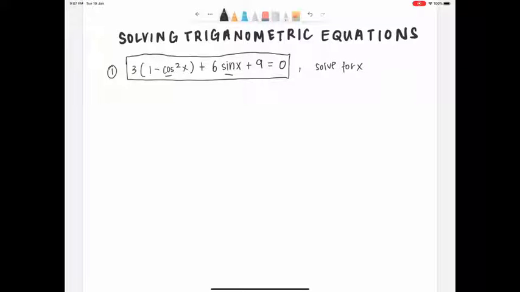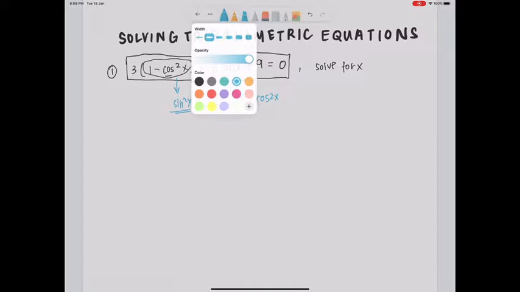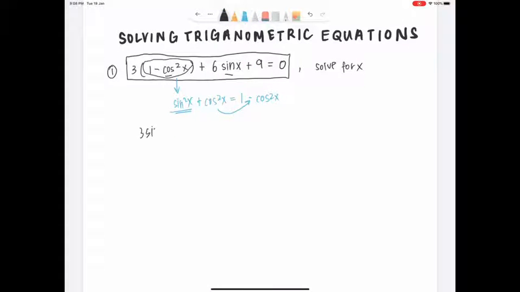So first of all, when you see this portion of it, I want you to think immediately of the trigonometric identity: sine square x plus cosine square x equals 1. In this case, they just rearranged it, put the cosine square here, and then you're just left with the sine square. So then we can resubstitute it. So it's going to be 3 sine square x plus 6 sine x plus 9 equals 0.